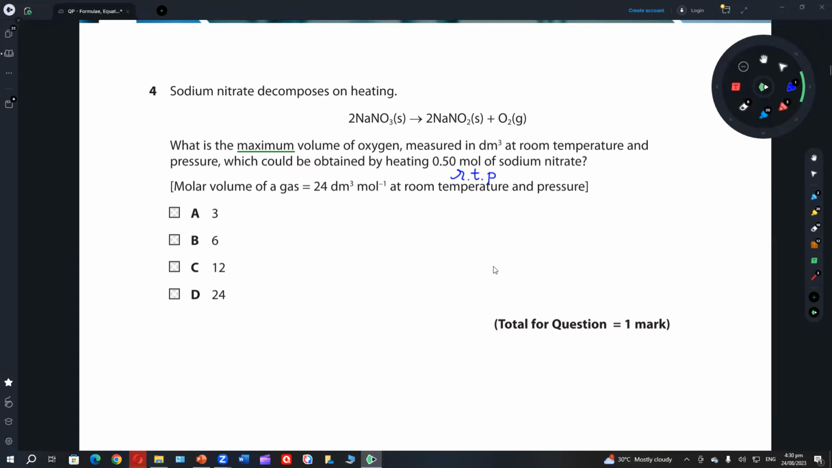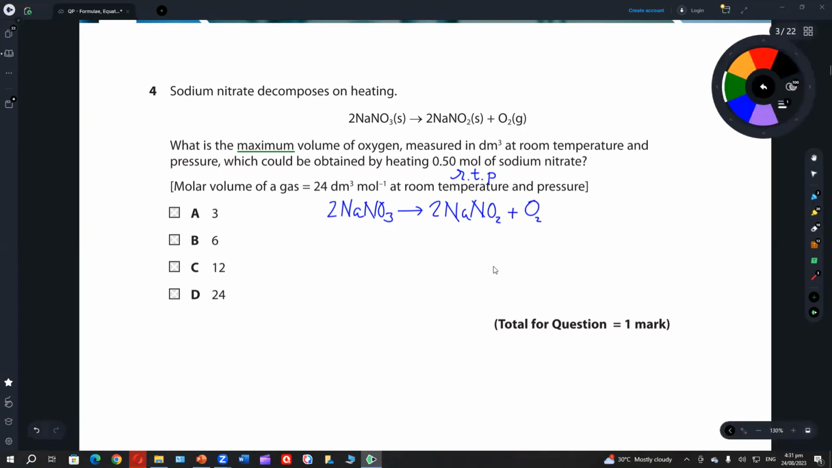How many moles of sodium nitrate has he given me? Here, 2NaNO3, so 2 moles of sodium nitrate, not from the statement. Yes, 0.5 mole. And look carefully at the state symbols. Oxygen is gas. Sodium nitrate is a solid. Sodium nitrite is a solid.